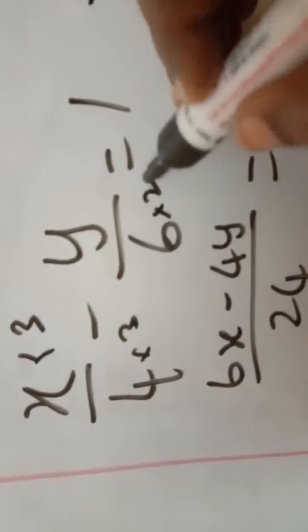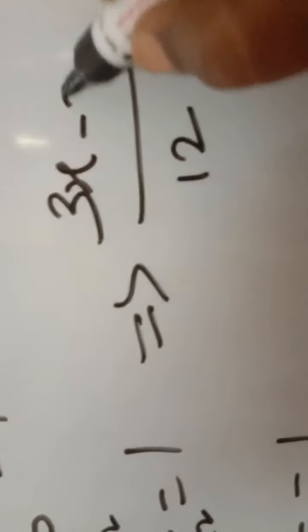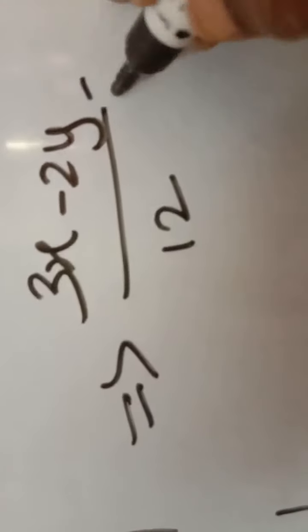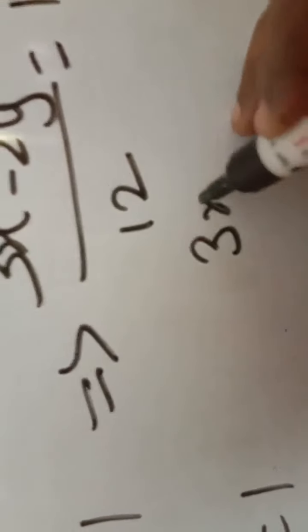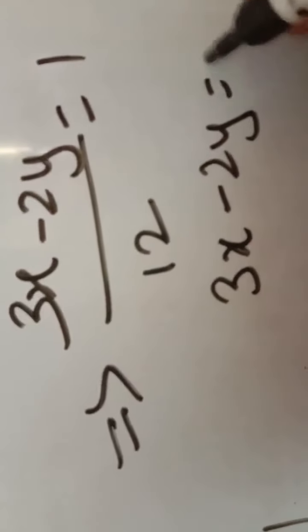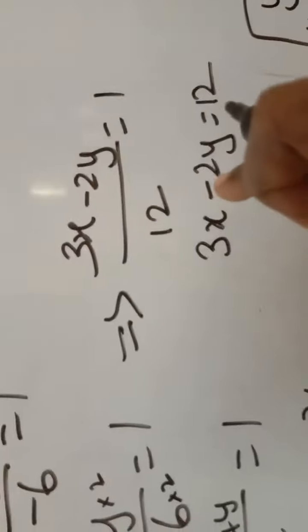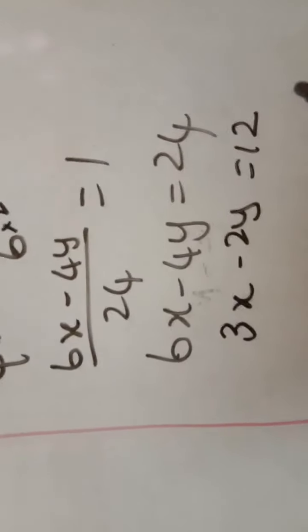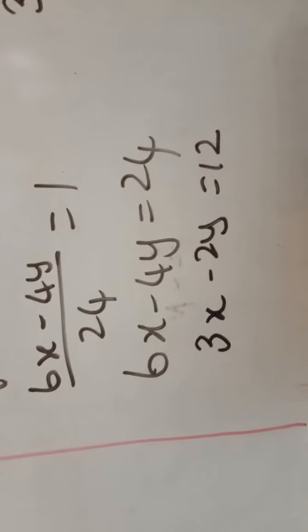LCM for 4 and 6 is 12. So here multiply by 3. So here multiply by 2 to get to 12. So 3x minus 2y is equal to 1. So the answer is 3x minus 2y is equal to 12. Like this you can take the proper LCM and write. Otherwise 4, 6 are 24. We can multiply like this and at last we can simplify.